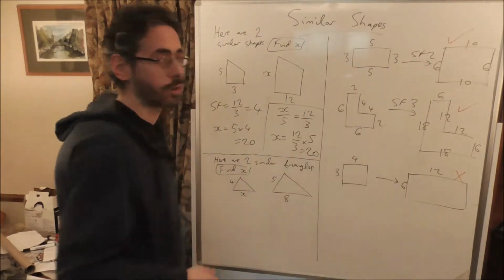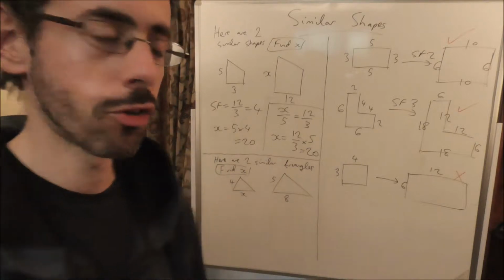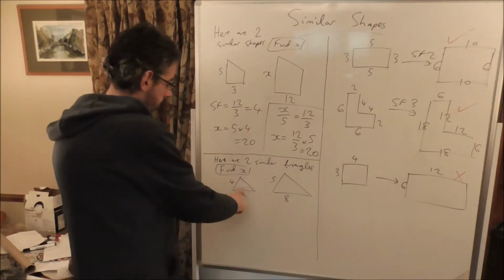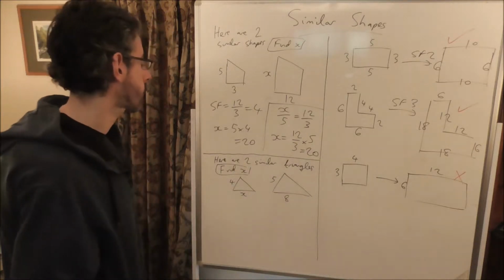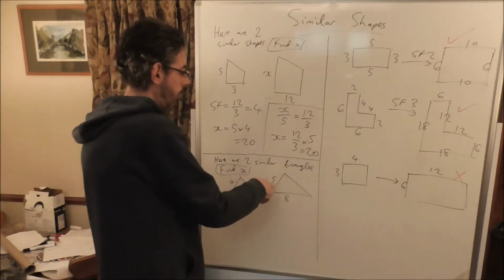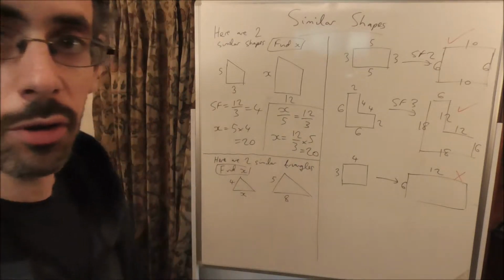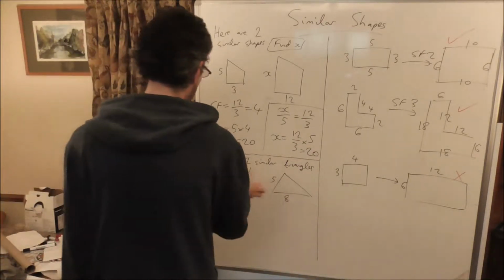Right, let's do this question down here. Again, it's about two similar shapes, two similar triangles this time. We've got to find x, which is this side down here. Remember, similar just means that this shape is an enlargement of that shape. So there will be a scale factor that relates the sides of this shape to the sides of this shape.